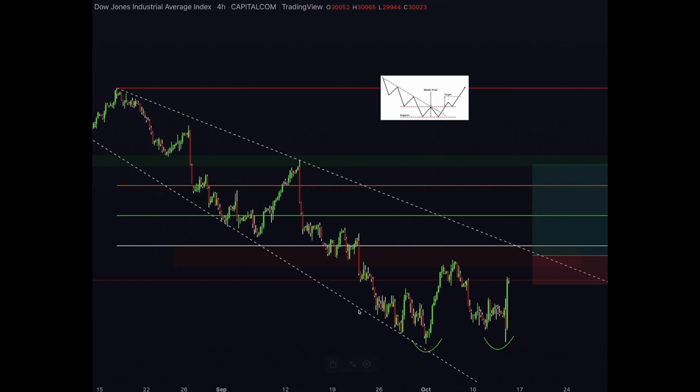Here is an example of a double bottom on the Dow Jones. So we had a bottom right here, came up, went back down, had another bottom, and then it's looking to break out. So it would follow this pattern right here. Bottom, bottom, breakout, come down, retest, and then continue upwards.